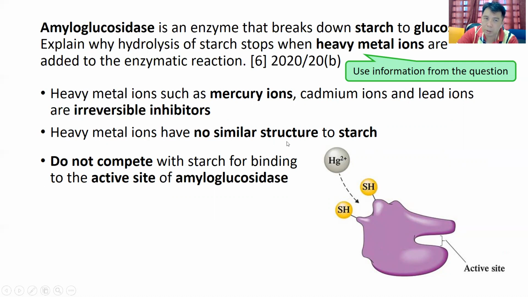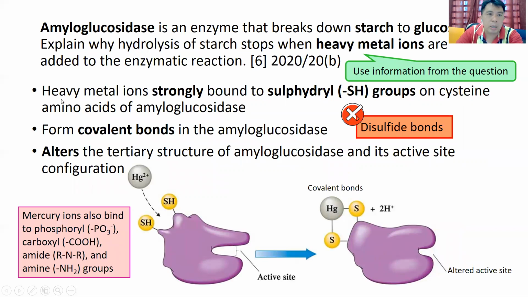When you say no similar structure, that means do not compete with starch for binding to the active site of aminoglucosidase. Please use full sentence and not only "do not compete." What do not compete? So heavy metal ions do not compete with starch for binding to the active site of aminoglucosidase. Then heavy metal ions strongly bound to the sulfhydryl groups on cysteine amino acid of aminoglucosidase.